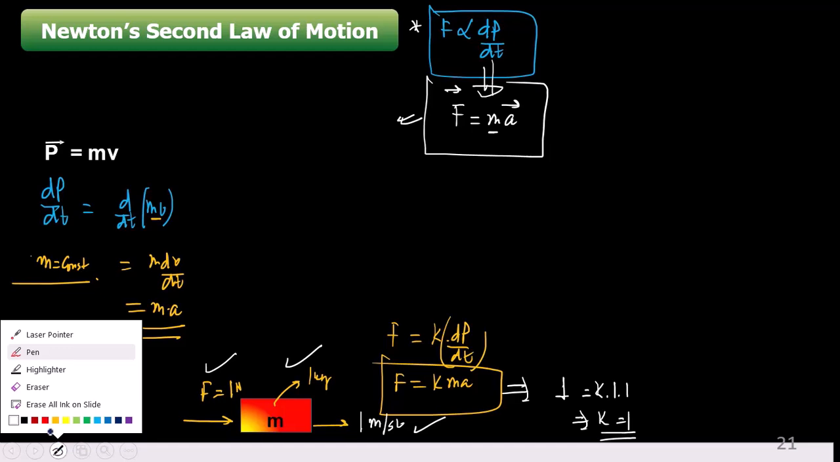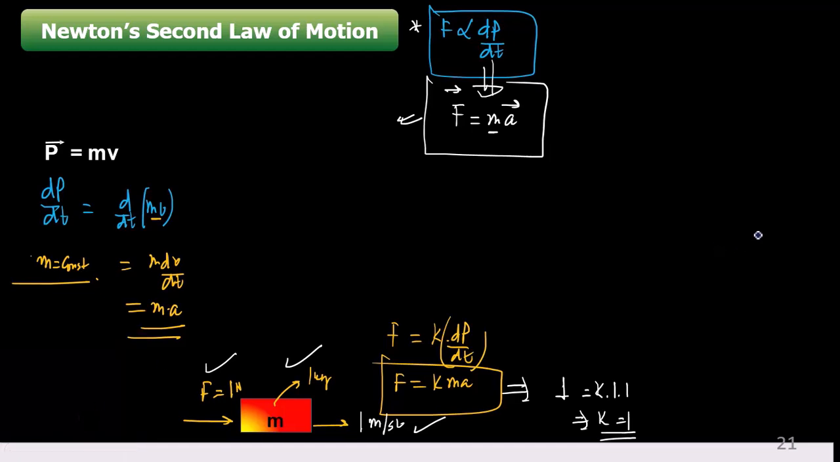Why? Because in certain situations the mass can vary. Let us say whenever a rocket is being fired, initially the rocket is stored with a large quantity of fuel. Once the rocket is fired, it moves upward and gradually the mass reduces, because the rocket is losing mass in terms of fuel. So mass is not a constant quantity, it is a variable quantity.